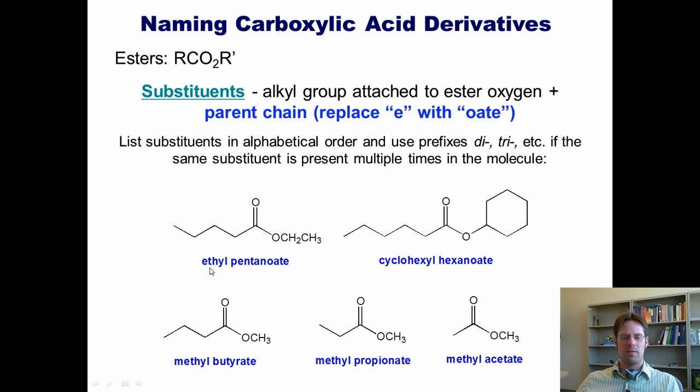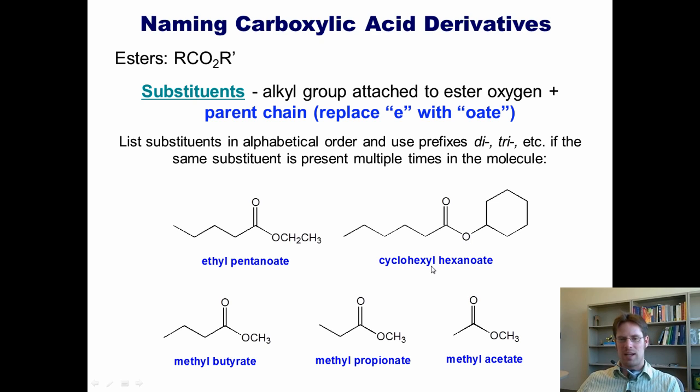First of all, I have to figure out what is the chain dangling off of this ester oxygen. It's 2 carbons long, so I call it ethyl. The ester portion of the molecule itself has 1, 2, 3, 4, 5 carbons. A 5-carbon long chain is normally called pentane. Because this is an ester, I replace the letter E with the phrase oate. Thus, this compound is called ethyl pentanoate.